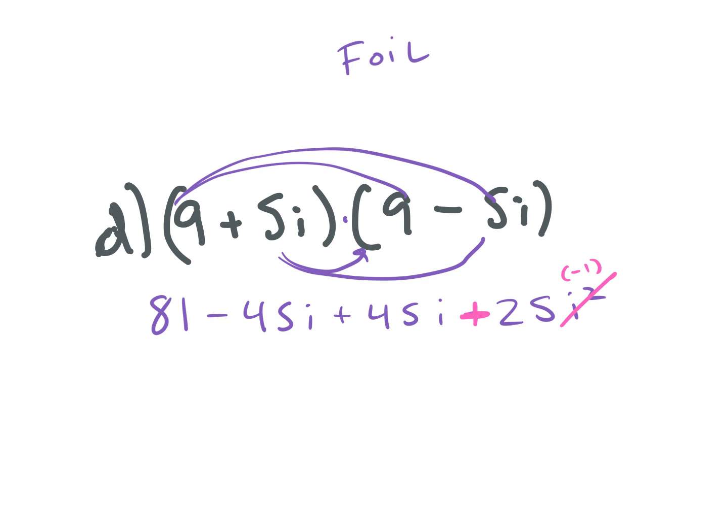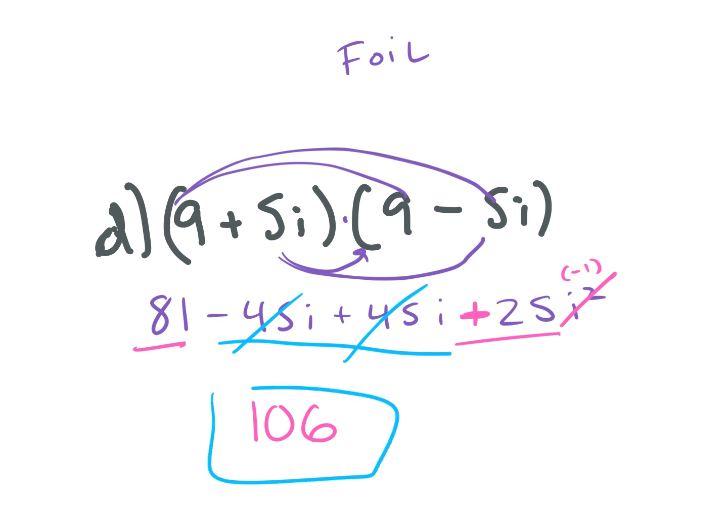What would I do next? Combine the real parts together and then the imaginary parts together. So 81 plus 25 is 106. What is negative 45i plus 45i? They cancel. Technically it's 0i, but 0 times i is still 0, so we wouldn't put it. Don't just put an i, because that would be like 1i. This is not 1i. They just cancel out. It's 0. They go away. So our answer is just 106 here.